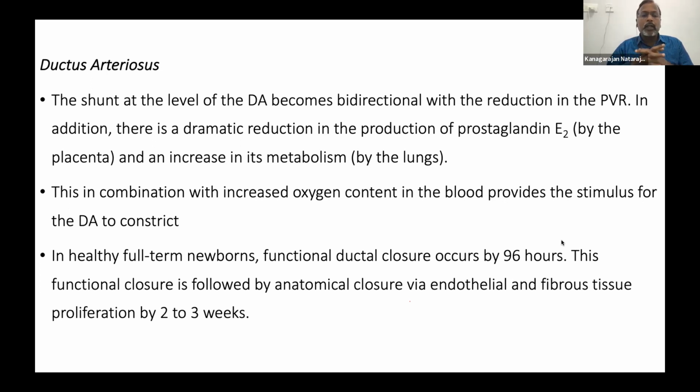In a healthy full term baby, the functional ductal closure, what we call functional closure, occurs by 4 days. That is, in the first 2 to 3 days, it closes off. Then anatomical closure may take 2 to 3 weeks. So anything that interferes with this physiological mechanism may cause persistence of the ductus arteriosus, what we call a PDA.